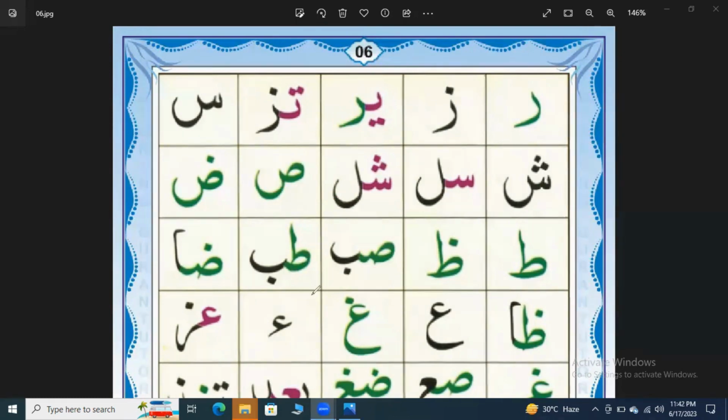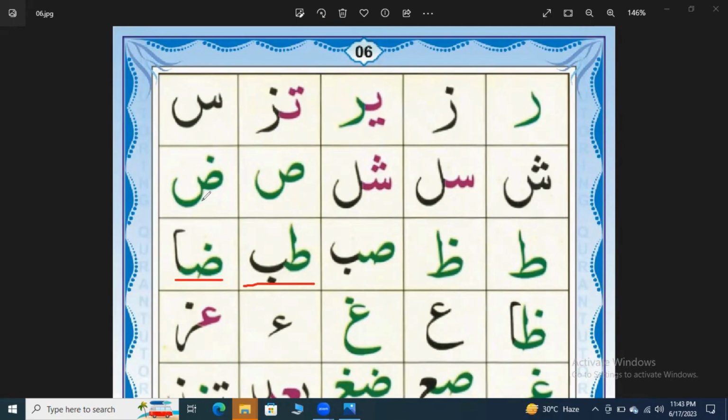Now, if we look at this word, the first letter is very similar to this one. As we know that this is Pa, so this one is also Pa. This green one is also Pa. And the next one is Ba because it has one dot in the bottom. So together it is Pa Ba. Next one is Vod. This green one is Vod.